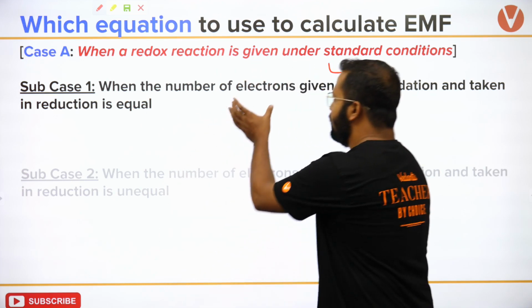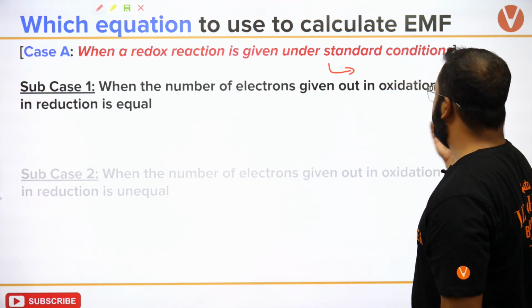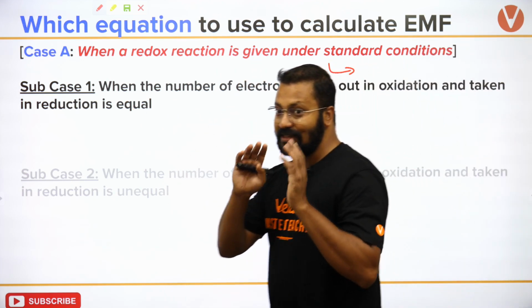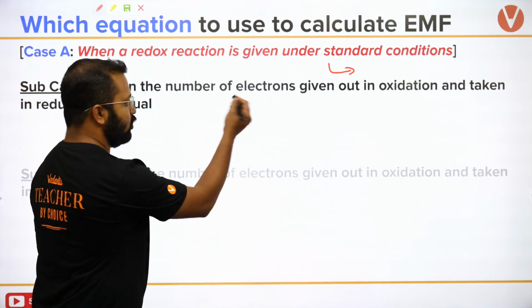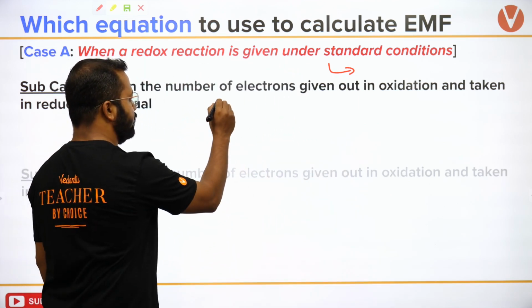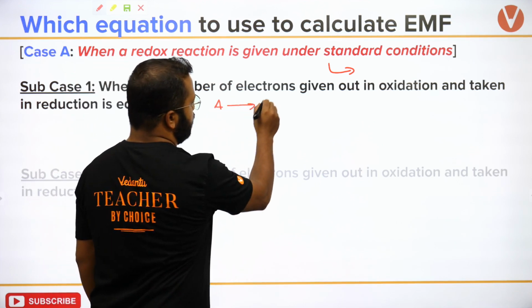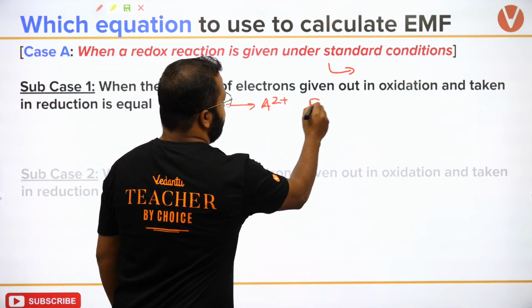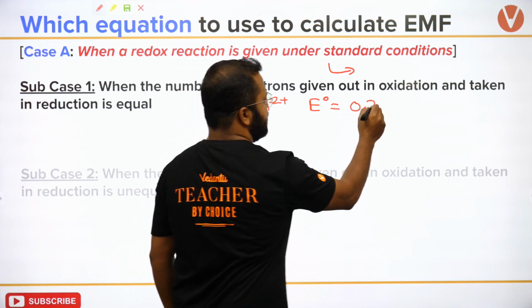So sub case 1, where the number of electrons given out in oxidation and the number of electrons taken in reduction are equal. For example, let's take a random question. A changes to A2 plus, E naught value is given as 0.71 volts.